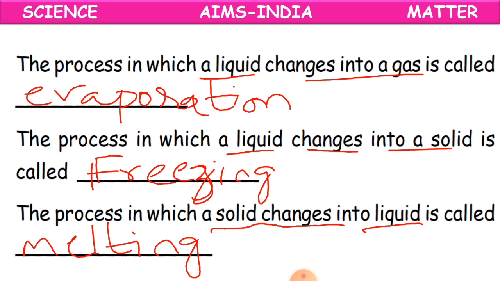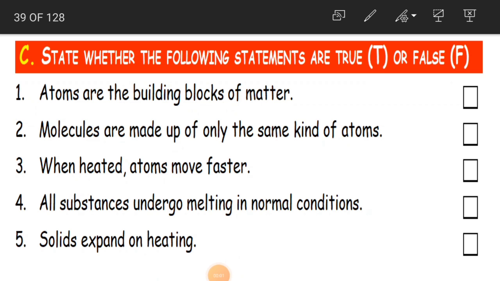Now, for the true or false, children, see, the first one is: atoms are building blocks of matter. Is it true? Yes, this is true. The second one: molecules are made up of only the same kind of atoms. What did we learn? Molecules are made up of the same kind of atoms and also sometimes different kinds of atoms. No. So that is why this is false.